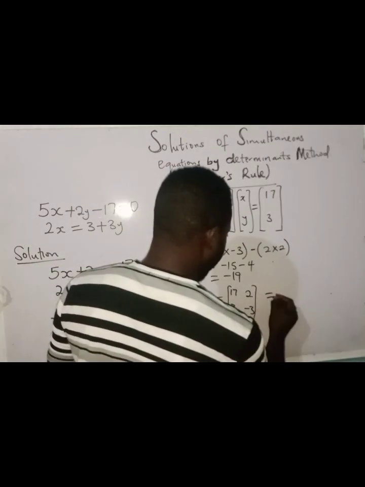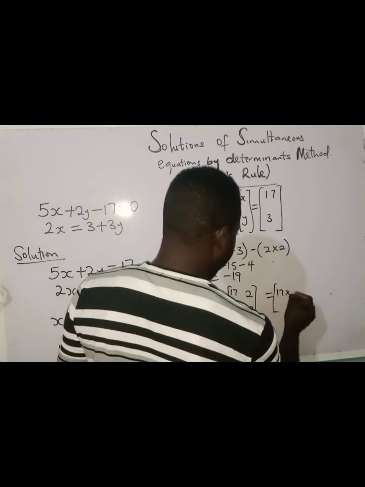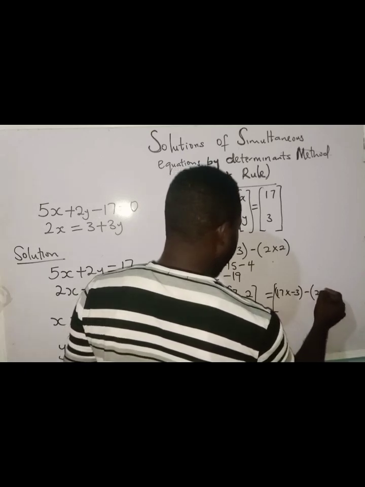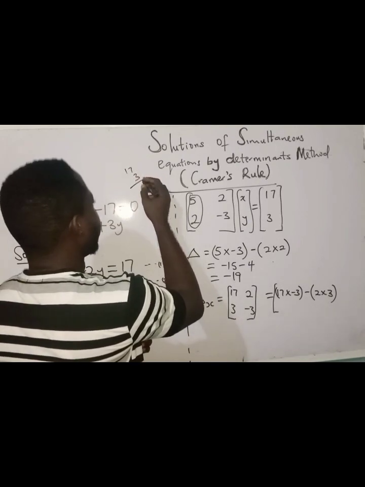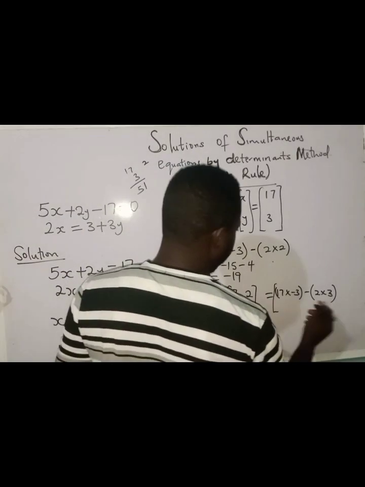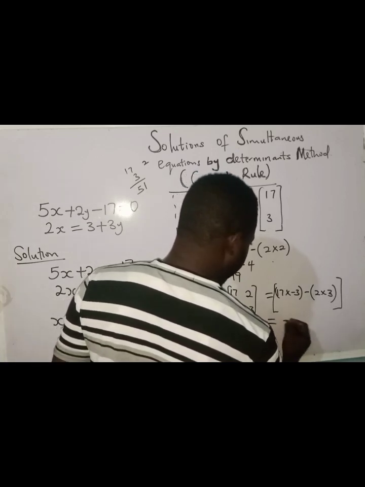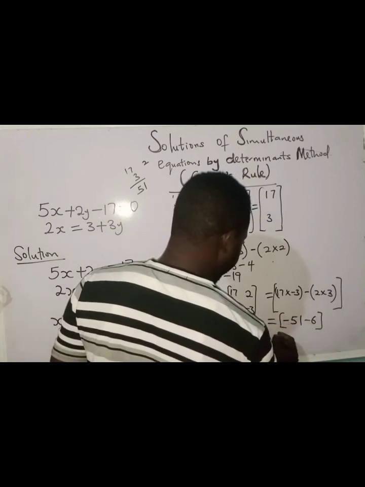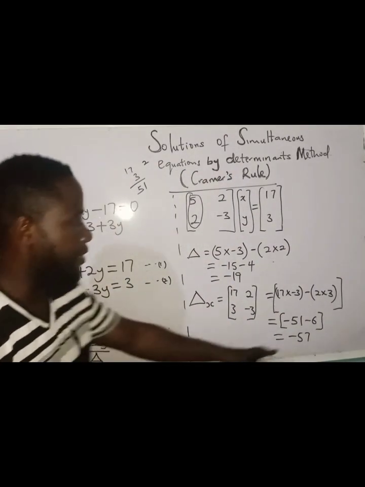In order to find the determinant of this, I'm going to say 17 times minus 3, minus 2 times 3. 17 times 3, 3 times 7 is 21, then we have 51. So I'm going to have the determinant of x as minus 51 minus 6. And that's going to give me minus 57. So the determinant of x is minus 57.